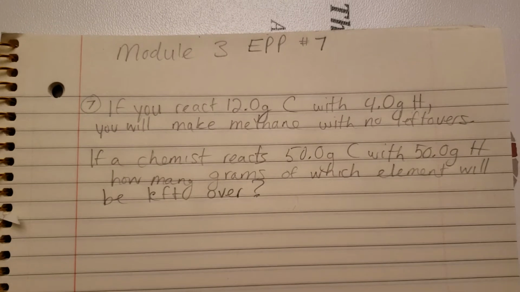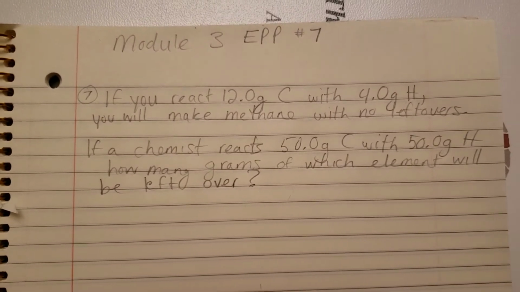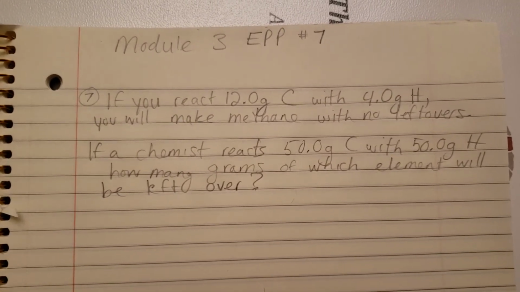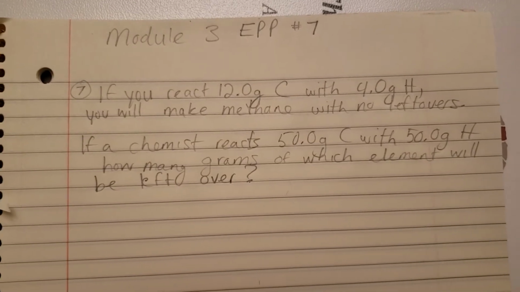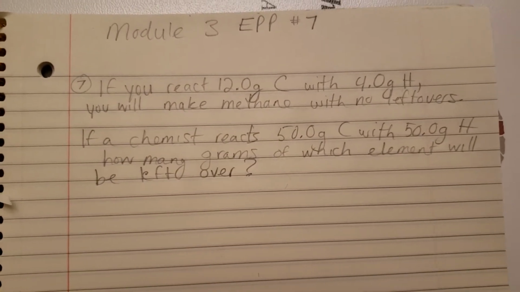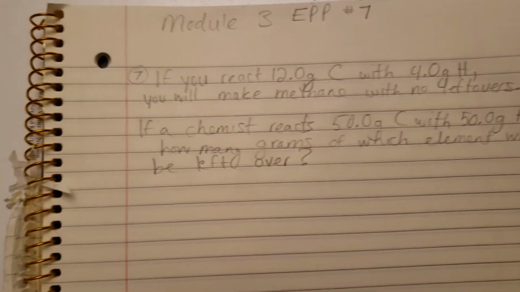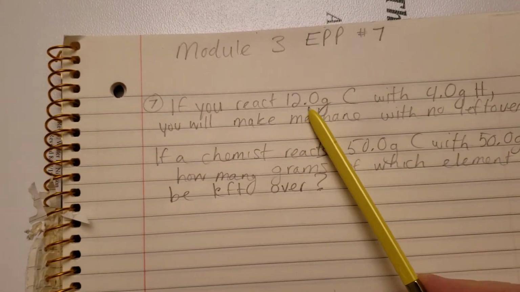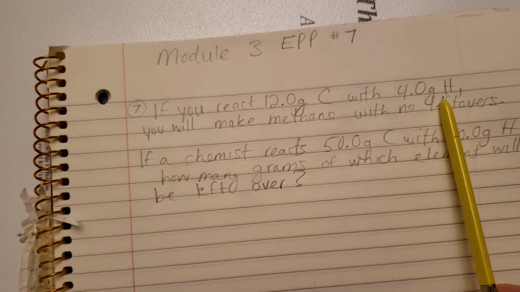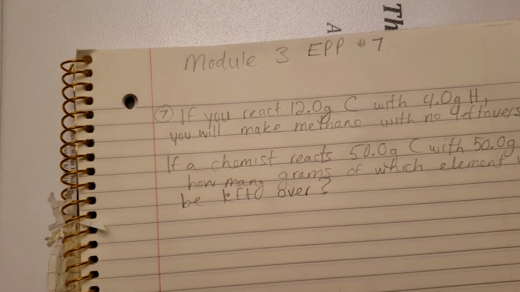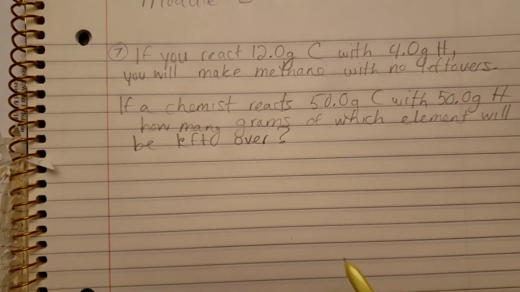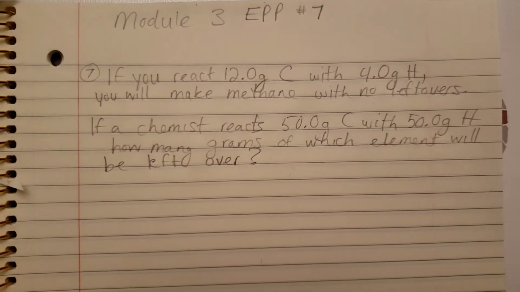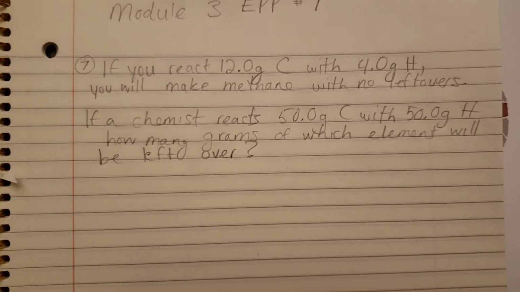So it says this: if you react 12.0 grams of carbon with 4.0 grams of hydrogen, you will make methane with no leftovers. So you can see that by mass, you use more grams of carbon than you do of hydrogen, right? So if a chemist reacts 50 grams of carbon with 50 grams of hydrogen, how many grams of which element will be left over?